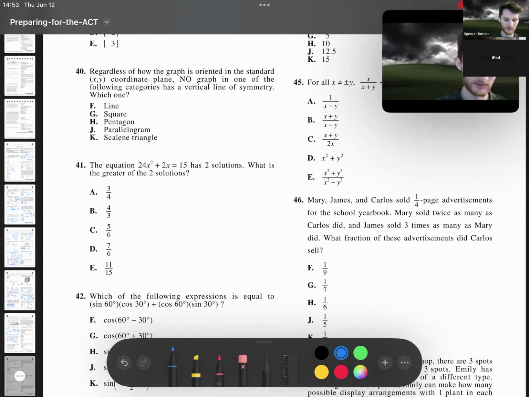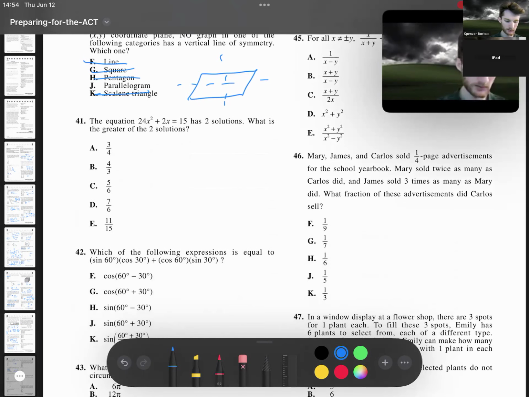Regardless of how the graph is oriented in the standard, no graph in one of the following categories has a vertical line of symmetry. All right. Line, no, no. Look, guys, all right, parallelogram. Because how do you have a vertical? No, you don't. And you don't have it this way either. All right, 40 is J.